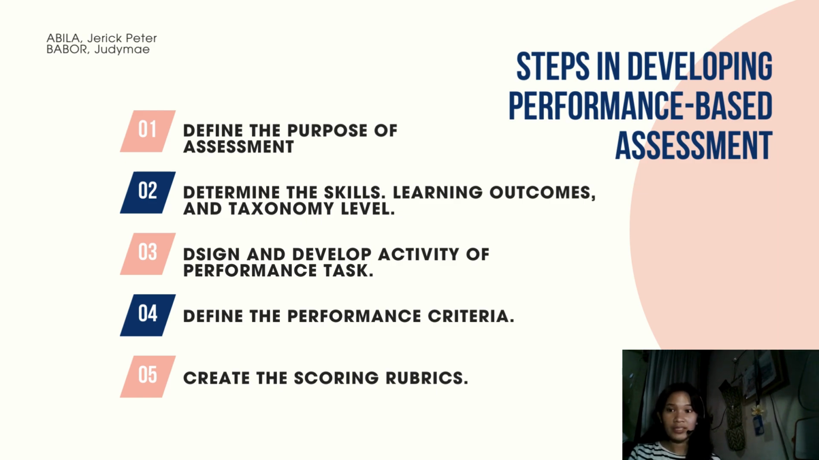And in performance criteria, we have different types of it. 1. Impact of the performance. 2. Work quality and craftsmanship. 3. Adequacy of method and behavior. 4. Validity of content. And 5. Sophistication of knowledge employed. And lastly, we have create the scoring rubrics. And in rubrics, we have two types of it, which are analytic and holistic rubrics. For the next slide, we will discuss the types of rubrics.